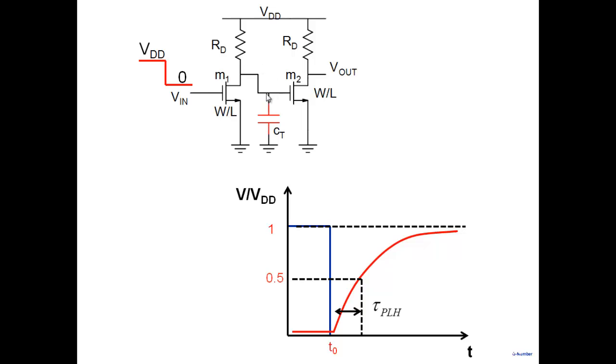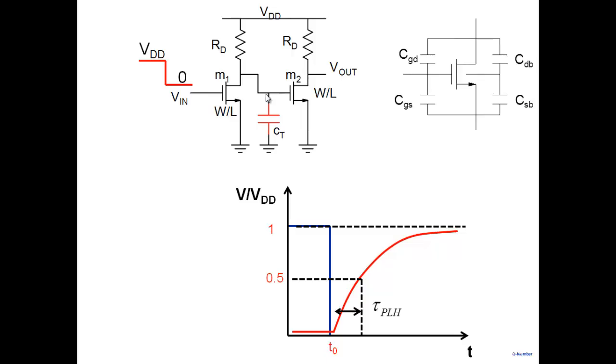Now, where is this capacitance coming from? Well, the capacitance is coming from the transistors. Each transistor, recall, has capacitors between gate and drain, between gate and source, between drain and body, and between source and body. These four capacitors are always there. Gate and body, I've ignored, just to keep things simple here.